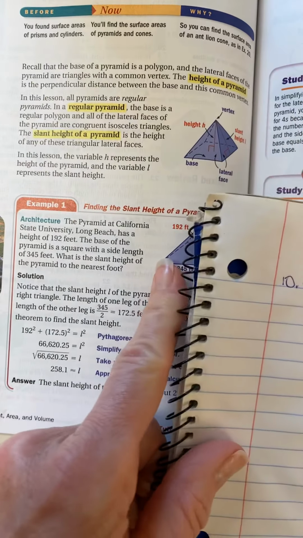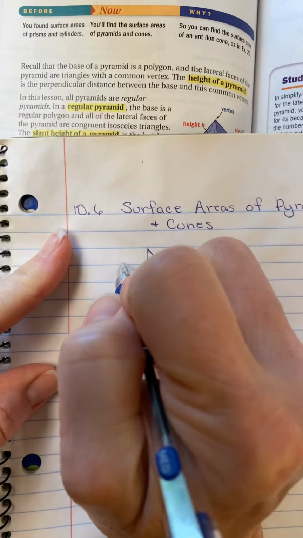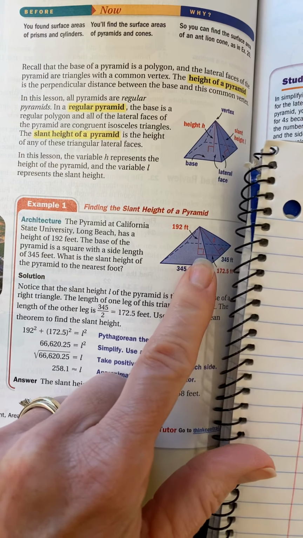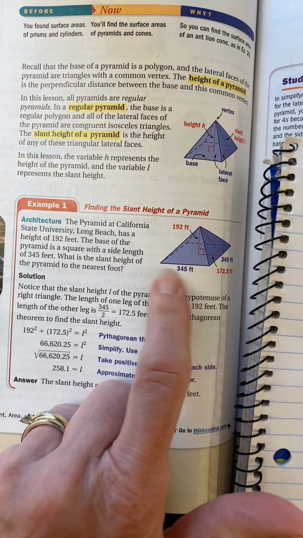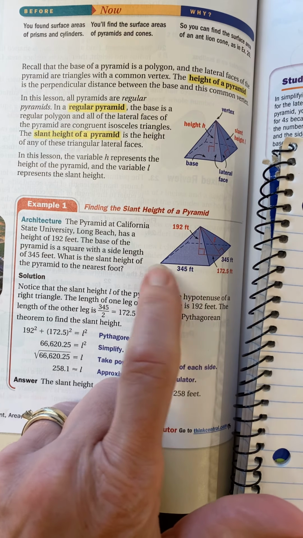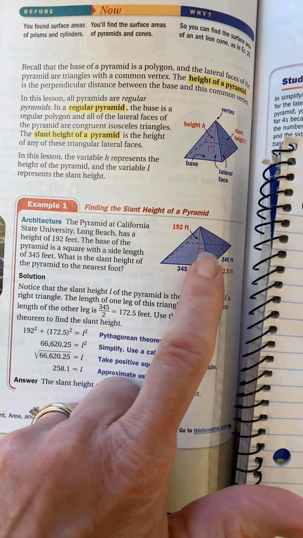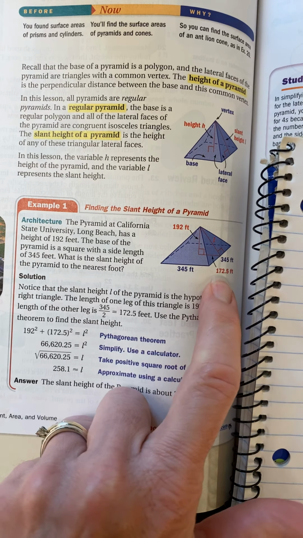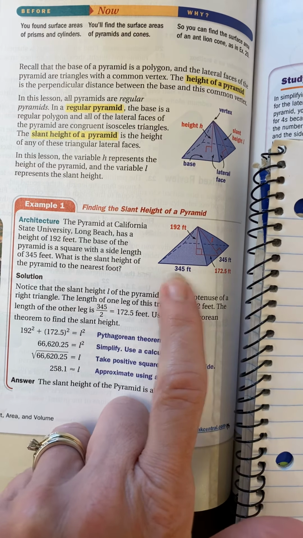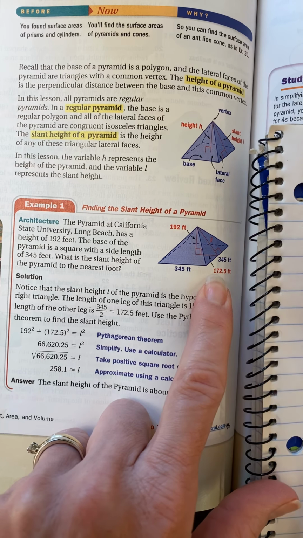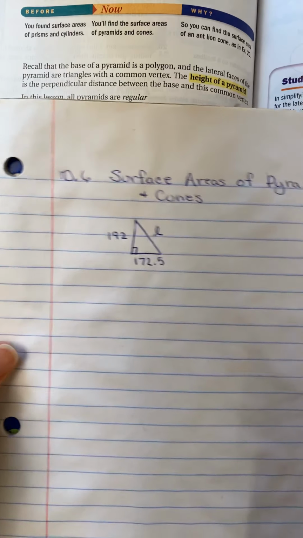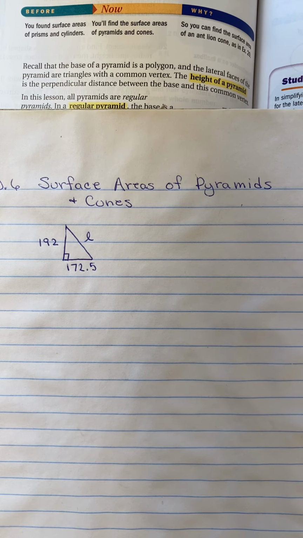So the height of this pyramid was 192 feet. If this put us in the middle of this base, and if the base is 345 feet across, the middle of that would be halfway. This distance here is going to be half of 345, or 172.5. And these are all in feet. And we want to find the slant height L.